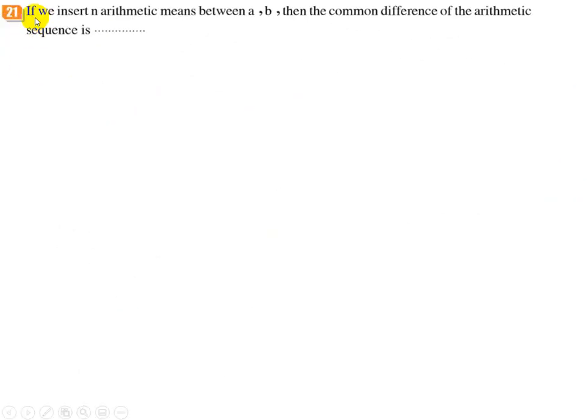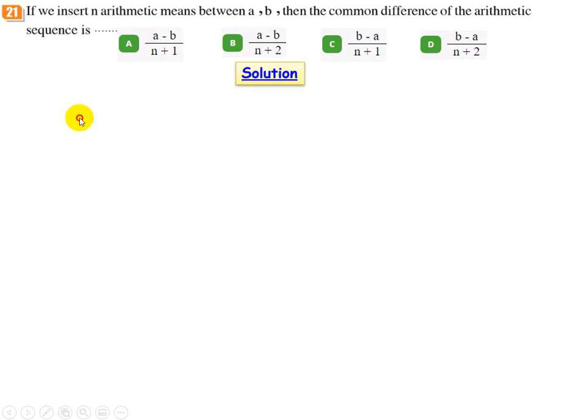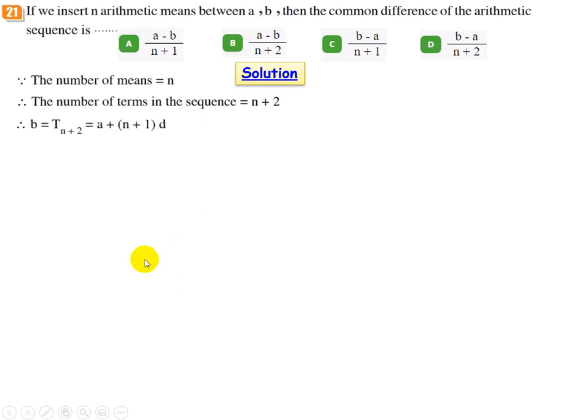Next question, number 21. If we insert n arithmetic means between a and b, then the common difference of the arithmetic sequence is what? The number of means equals n, so the number of terms of the sequence is n plus 2. The first term is a and the last term is b. So b is the last term, which means T n plus 2, which equals a plus n plus 2 minus 1 d, a plus n plus 1 d. This is b. So b minus a equals n plus 1 d. So d equals b minus a over n plus 1.